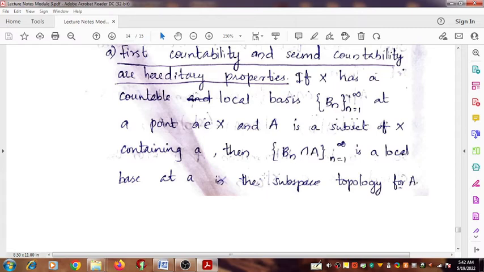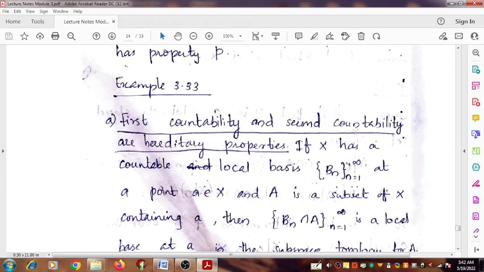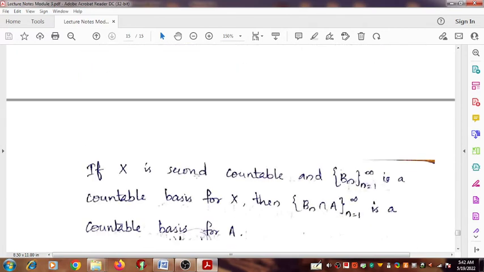It's a very simple thing to understand. Next, to show that second countability is also a hereditary property: what is meant by second countability? A topological space is said to be second countable if it has a countable basis.